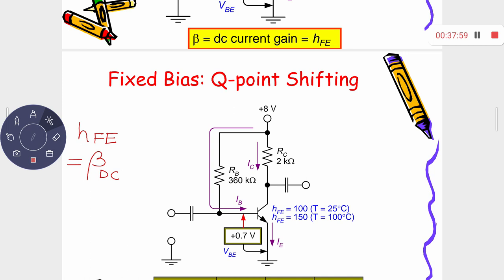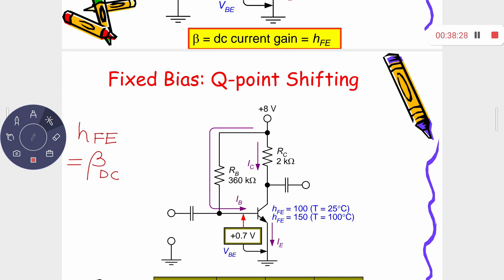But this time, you have the same connection. I mean, the supply is the same 8 volt supply. From this 8 volt, you have this RB and this RC. And typically, this IB value is small with respect to IC. Two orders of difference, because beta is at 150, something like that. So if RC is 2 kilo ohms, RB should be 360, two orders larger, 100 times larger. So that's 360 kilo ohms.